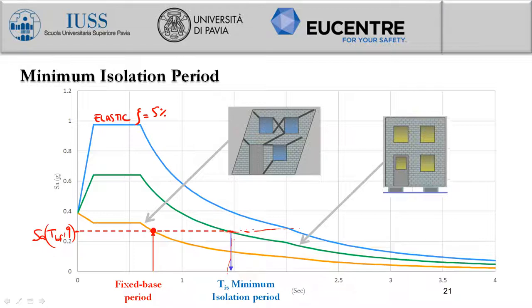I have a question, please. Yeah. Why don't you, for example, consider that the minimum period for the isolation is the one that pushes the structure towards the elastic response spectrum so that we ensure that everything will remain elastic? Because the green one is not for the elastic, right?